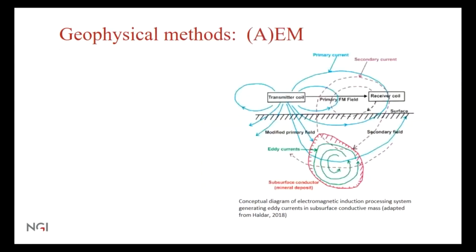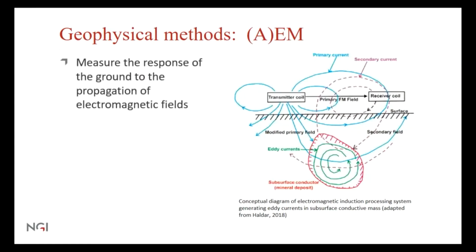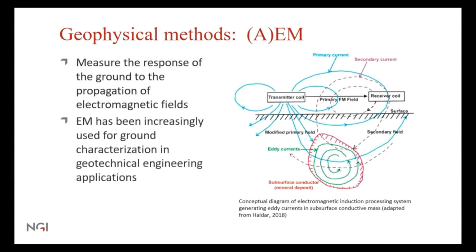And then we have the electromagnetic method, sometimes airborne electromagnetic methods. Basically, the principle is also sending out a signal, using electromagnetic induction to generate eddy currents in the subsurface of a conductive mass. It measures the response of the ground to the propagation of electromagnetic fields, and it is increasingly used for ground characterization in geotechnical engineering applications.